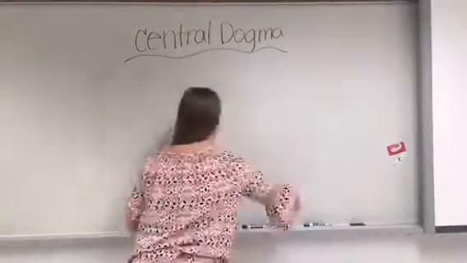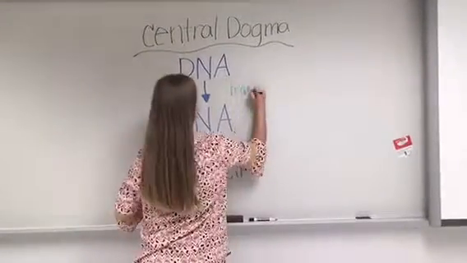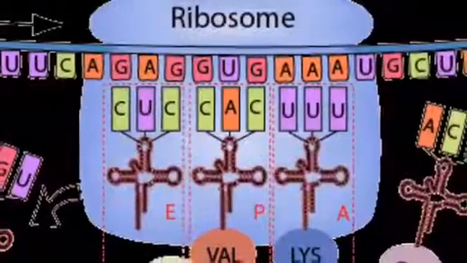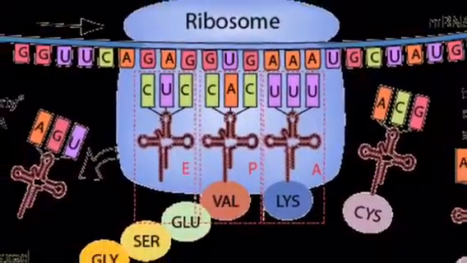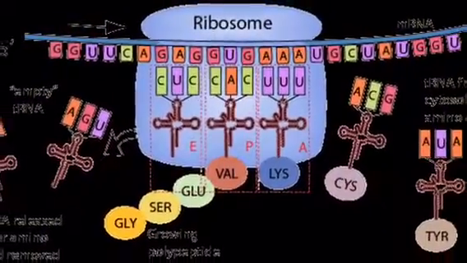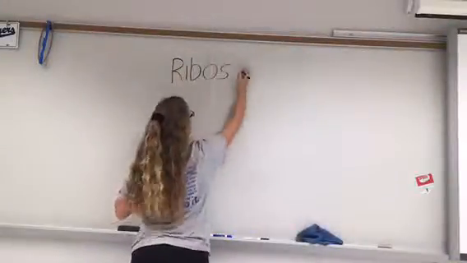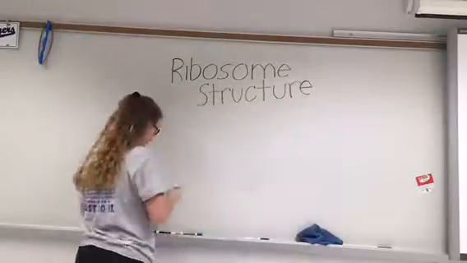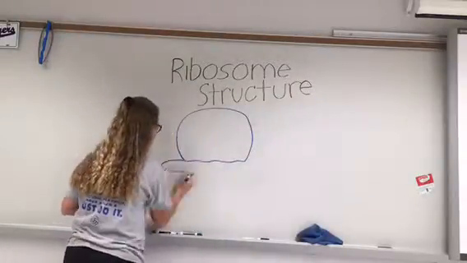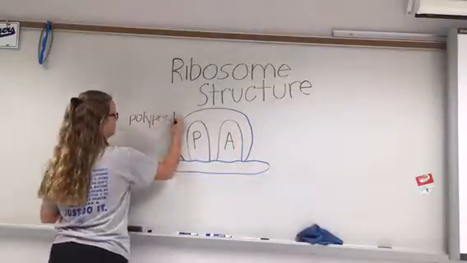Next, in the central dogma, translation occurs in ribosomes within the cytoplasm of the cell. Translation is a process in which a ribosome reads the mRNA code and makes a protein that is able to perform a specific function. The ribosome is made up of 2 subunits, one large and one small. There are 2 sites within the large subunit, the P site containing polypeptide and A site containing amino acids.